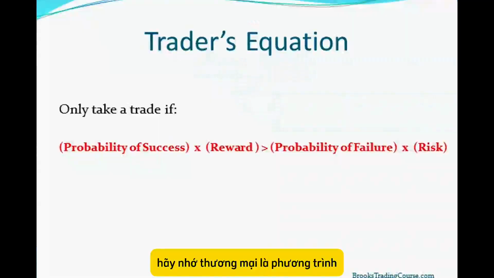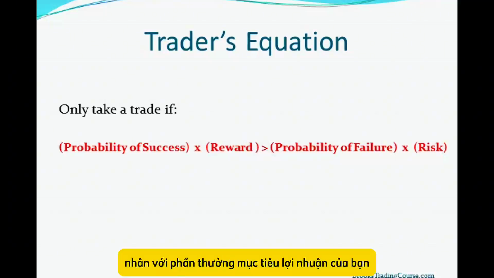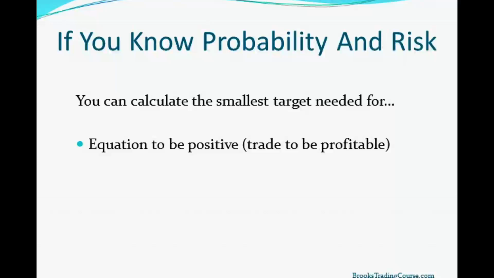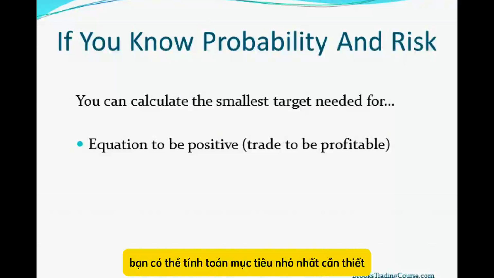Remember the trader's equation: you only take a trade if the probability of success times the reward, your profit target, is greater than the probability of failure times your risk. And you want it to be substantially greater if you possibly can find a trade that would allow you to achieve that goal. If you know the probability and the risk, you can calculate the smallest target needed to have a positive trader's equation. In other words, to have a positive strategy, a successful strategy.